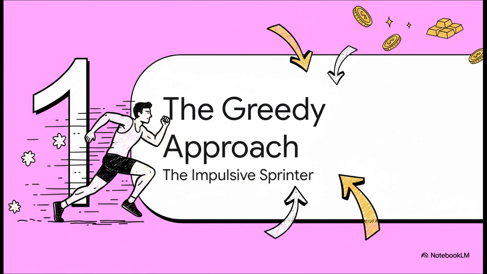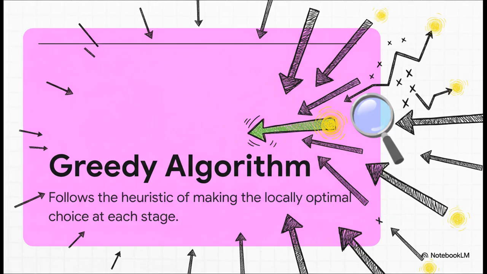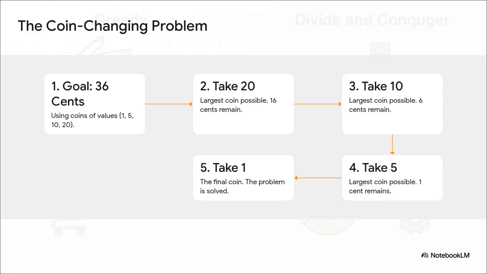The greedy approach is all about one thing, making a choice that looks best right here, right now. The key phrase here is locally optimal. A greedy algorithm isn't worried about the big picture. At every single crossroads, it asks itself one simple question. What is the absolute best move I can make right this second? And then it does it. No hesitation.